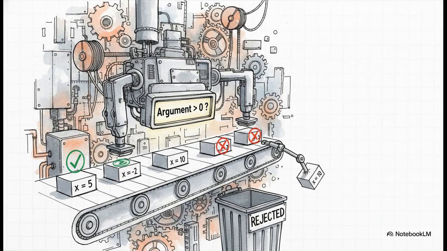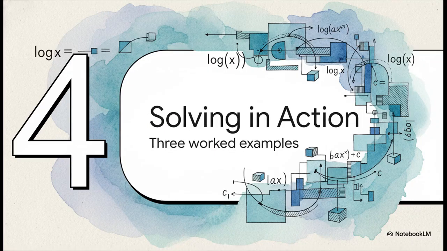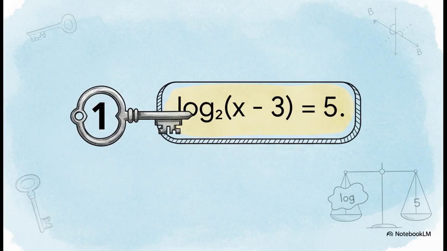Just throw it out. Okay, enough with the theory, right? Let's put our new keys to work and actually see this stuff in action. We'll start with a nice, straightforward example, and then we'll slowly crank up the difficulty. All right, here's problem number 1. We've got a single log that equals a number. So what type is that? Yep, it's clearly a type 1. We know exactly which master key we're going to use for this.